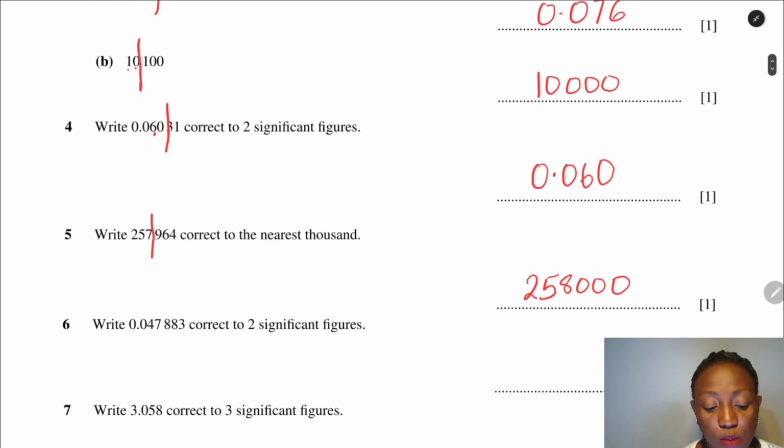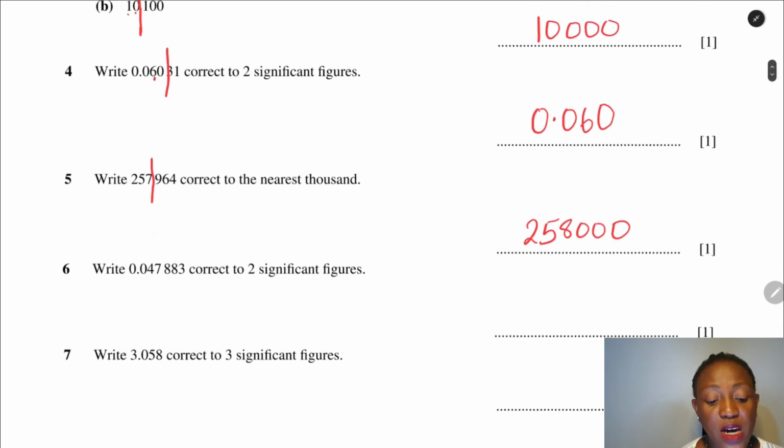Now, on to question number 6. Here we have write 0.047883 correct to two significant figures. You guessed right. Our first significant figure is 4. The second one is 7. So we draw a line here. And then the digit after is 8.